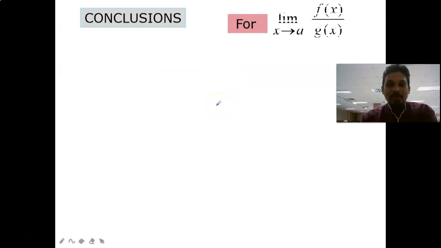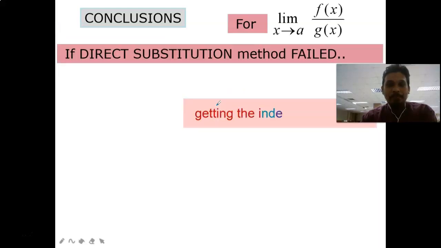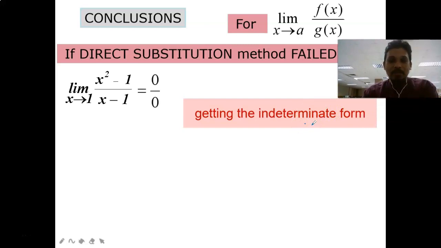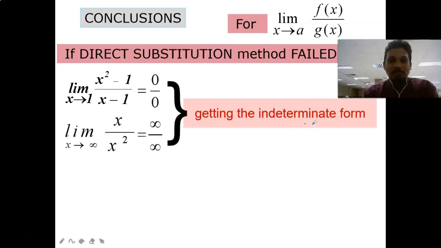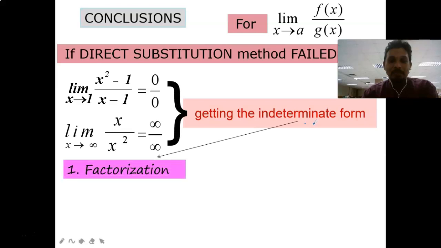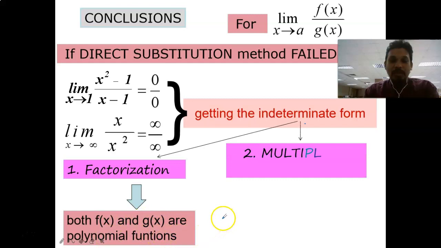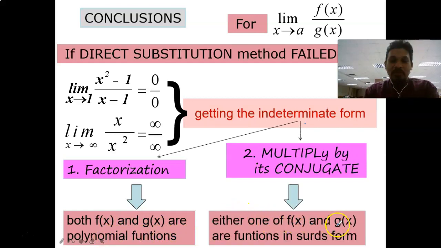So the conclusion here: direct substitution method failed, so we get the indeterminate form. So we come up with the method of factorization when both f(x) and g(x) are polynomial functions, and multiplying by the conjugate if either f(x) or g(x) is a function in surd form.